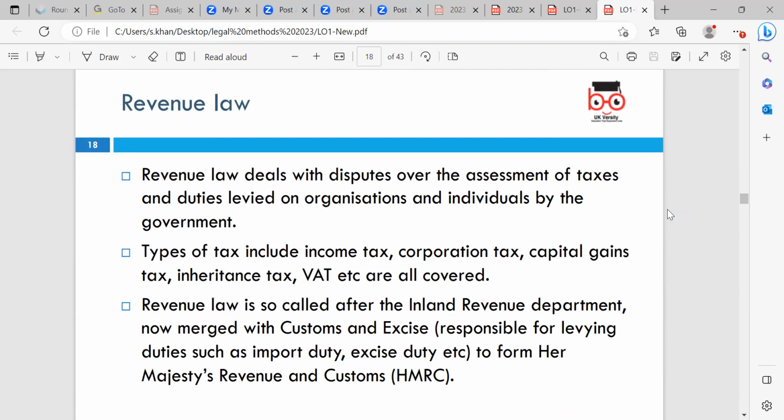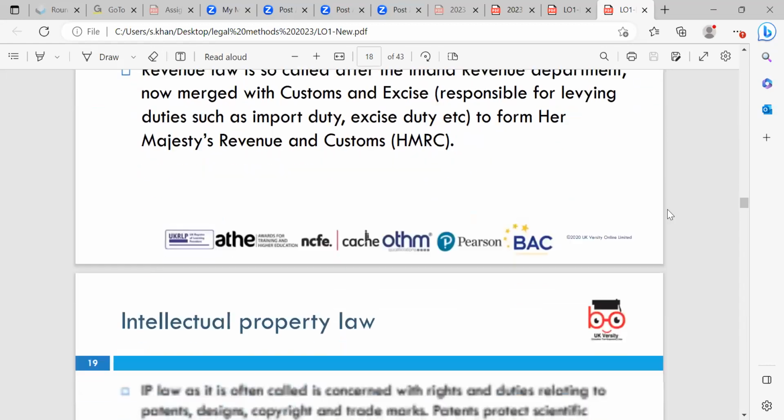Revenue law. This deals with disputes over the assessment of taxes and duties levied on organizations and individuals by the government. Types of tax include income tax, corporation tax, capital gains tax, inheritance tax, VAT, and all are covered. Revenue law is so called after the Inland Revenue Department, now merged with Customs and Excise, and it was responsible for levying such duties as import duty and excise duty, now HMRC, Her Majesty's Revenue and Customs.